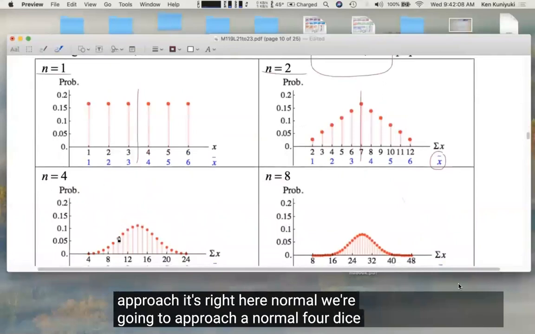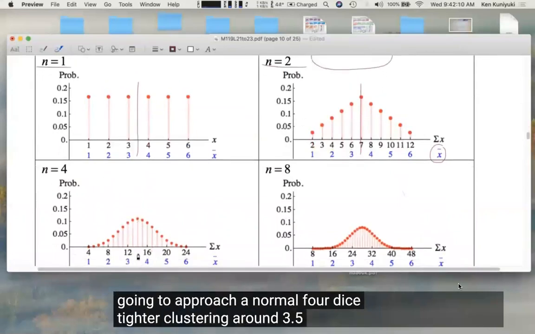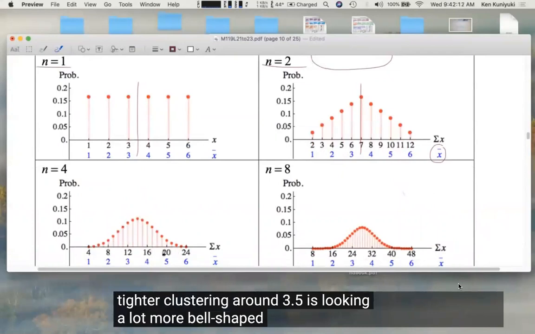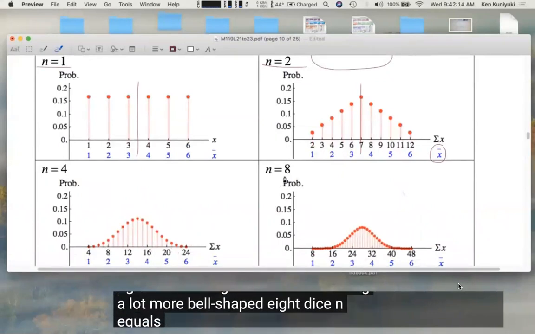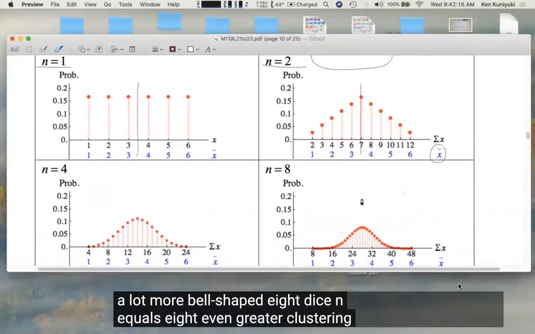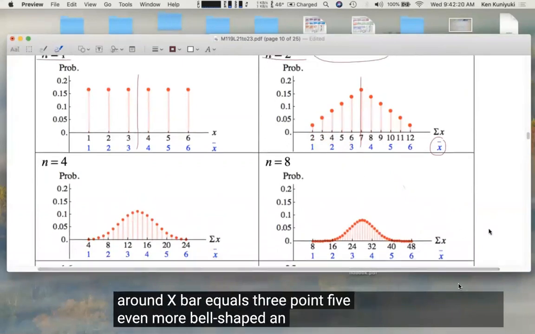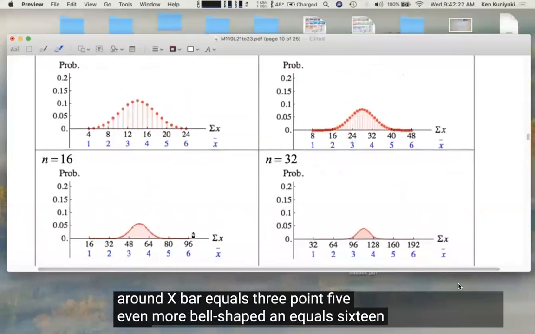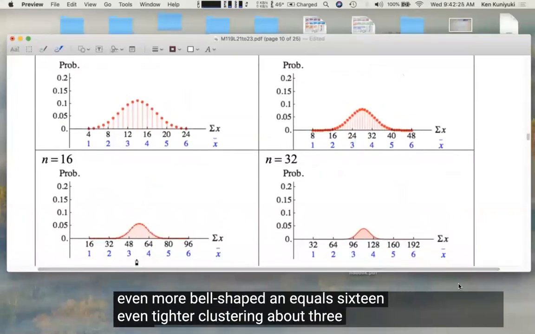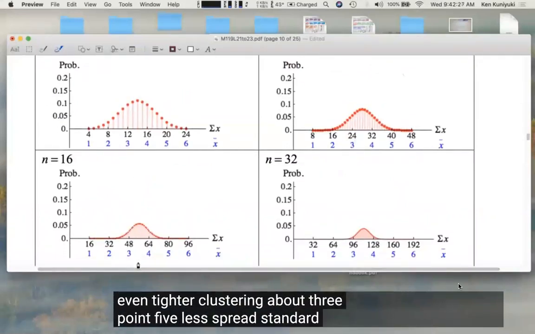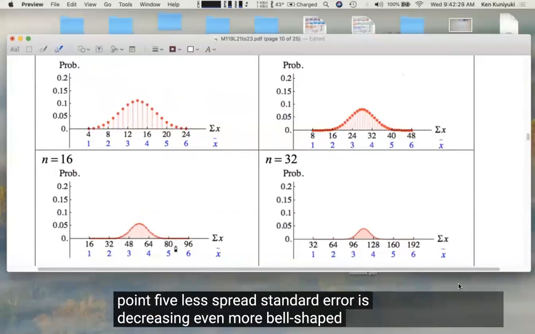4 dice. Tighter clustering around 3.5 is looking a lot more bell-shaped. 8 dice. N equals 8. Even greater clustering around X bar equals 3.5, even more bell-shaped. N equals 16. Even tighter clustering about 3.5, less spread. Standard error is decreasing, even more bell-shaped.